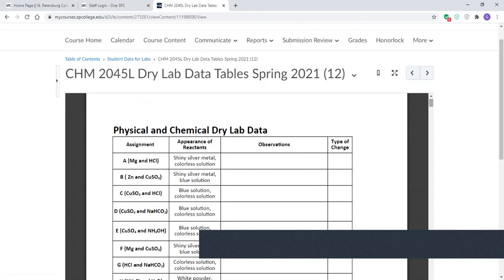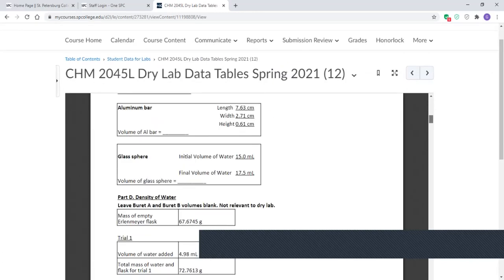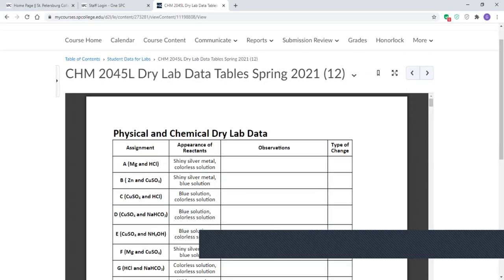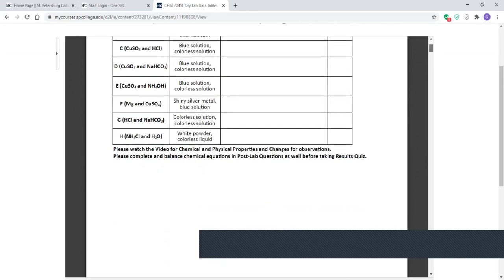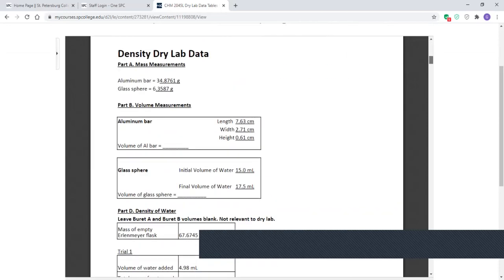Chem and physical properties, you are going to have to look at the video and make observations. From those observations, you're going to have to determine what kind of change it is. But other than that, you're given everything.